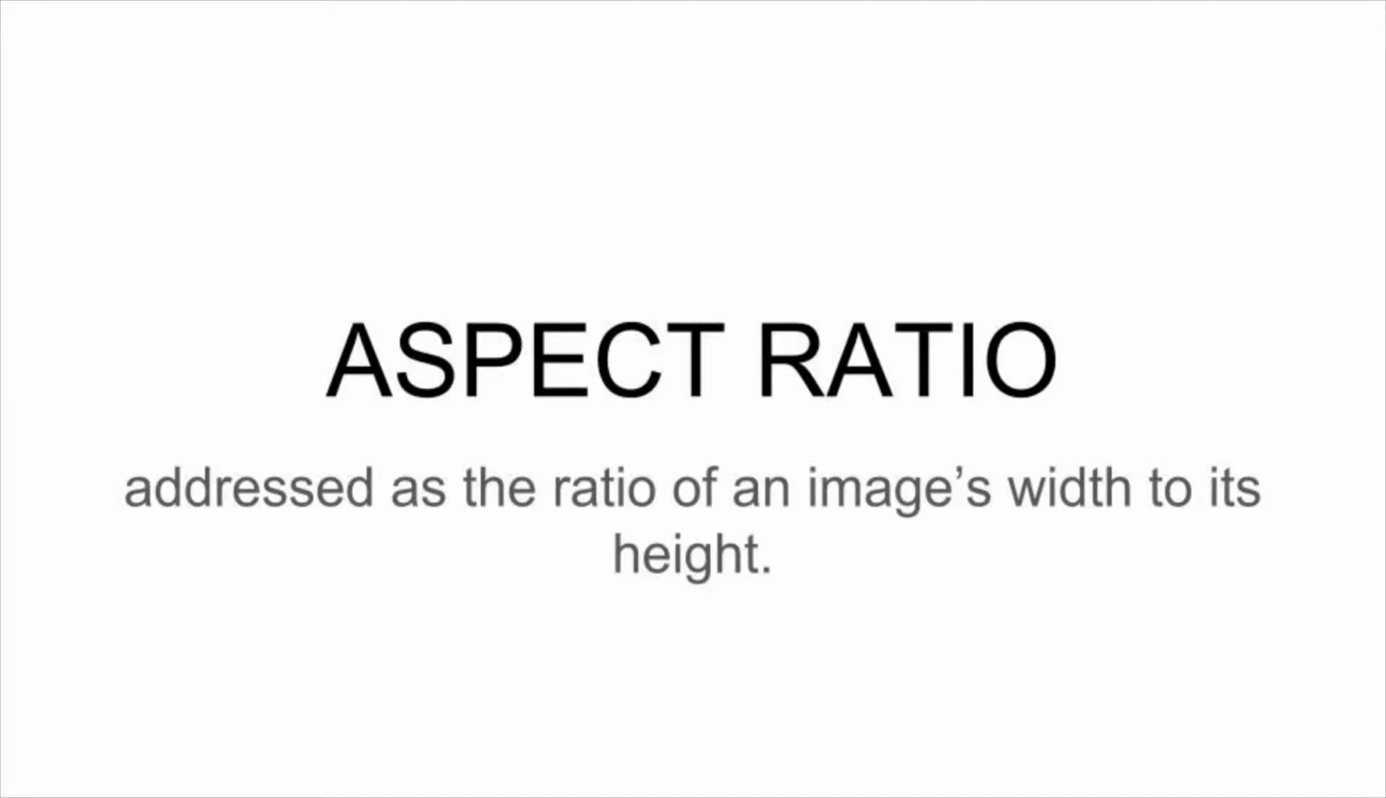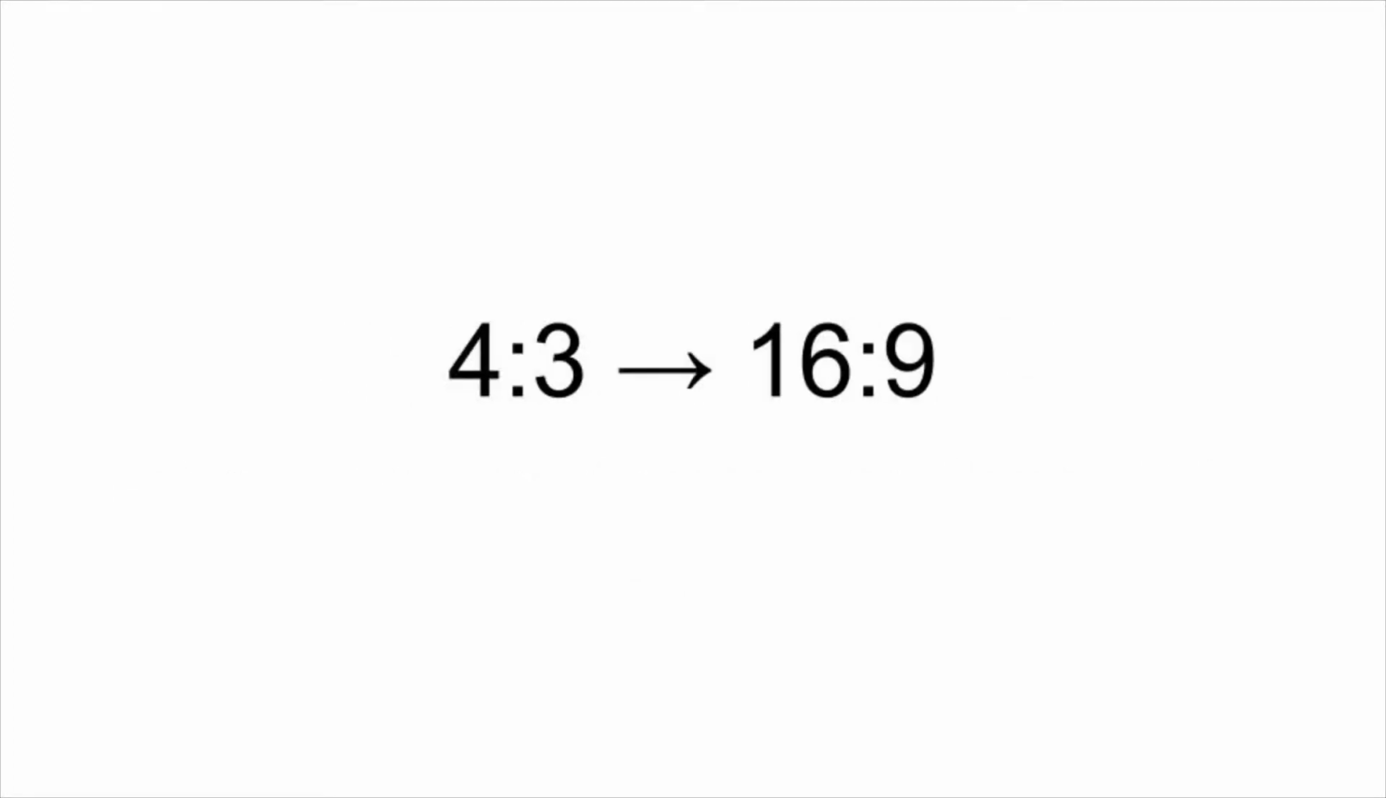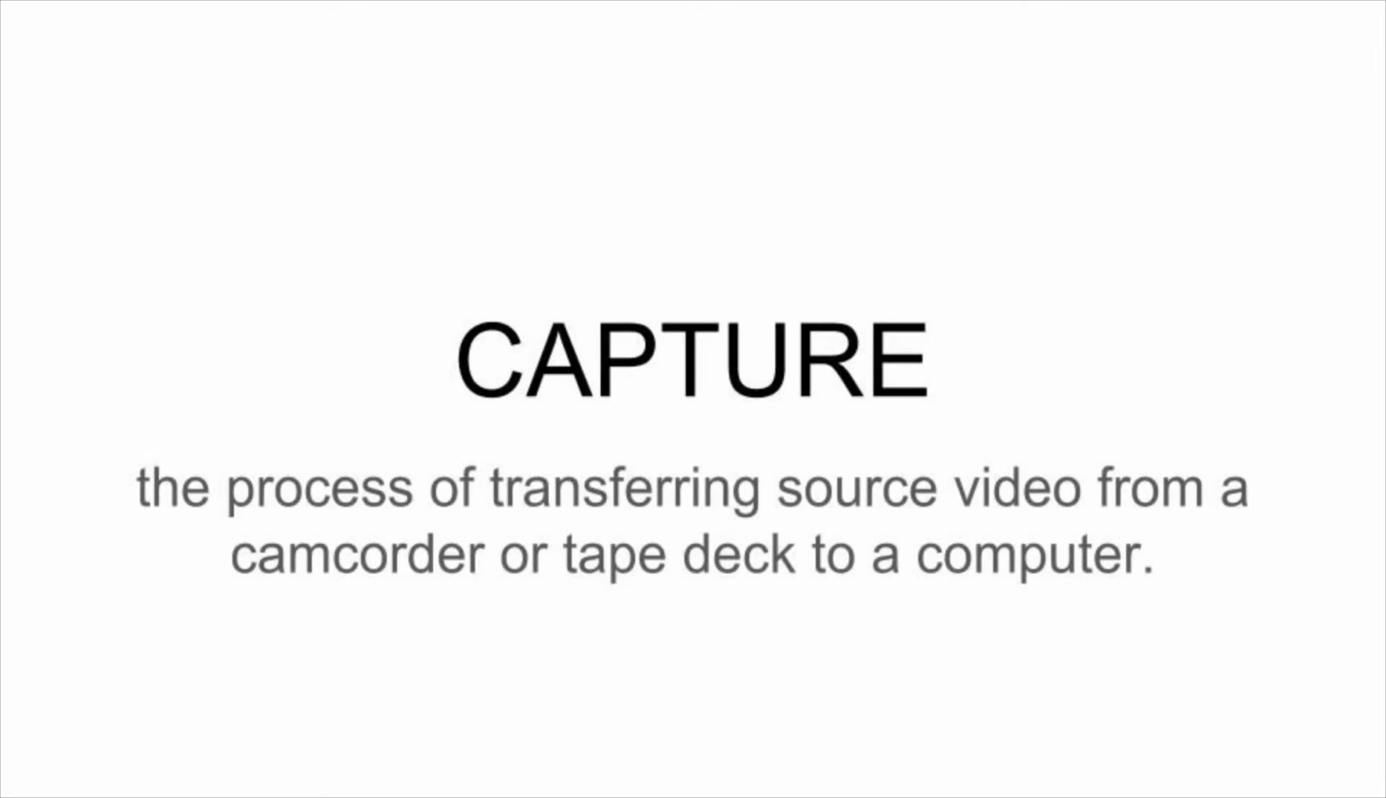of terminology. The aspect ratio is addressed as the ratio of an image's width to its height. For example, a standard video display has an aspect ratio of 4:3. Most motion pictures use the more elongated aspect of 16:9. Capture means the process of transferring source video from a camcorder or tape deck to a computer. If the source video is analog, the capture process converts the video to digital.